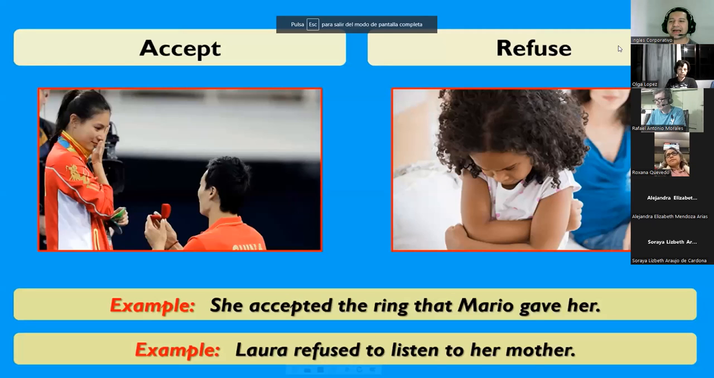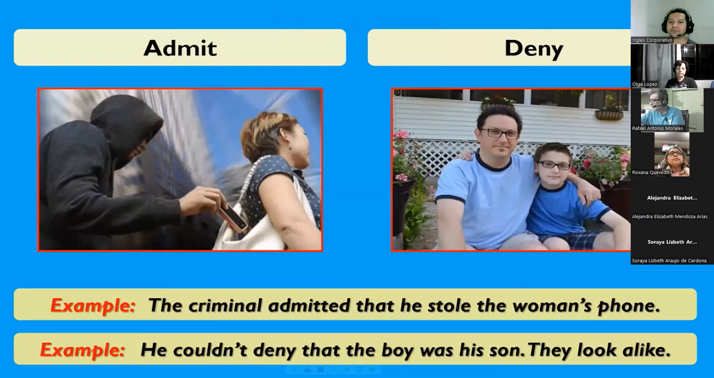For example, we have accept and refuse, right? Accept and refuse. She accepted the ring that Mario gave her. Laura refused to listen to her mother. So that is an antonym, right? It's the opposite, right? We have another one, admit and deny, right? Admit. So Alejandro, can you read the sentences, please, for admit and deny?